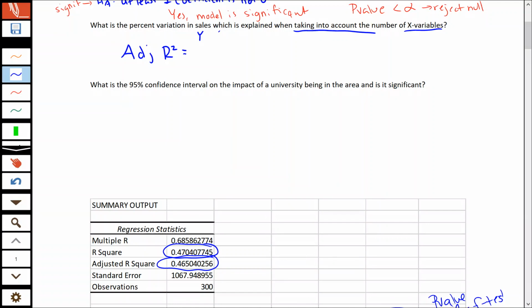And adjusted R squared will always be a little bit smaller than R squared, sometimes only by the fifth or sixth decimal place. But our adjusted R squared here is 0.465. And what this is really telling us is that about 46.5% of the variation in sales is explained by our model.